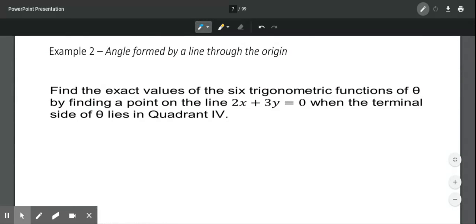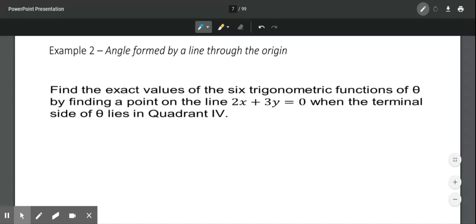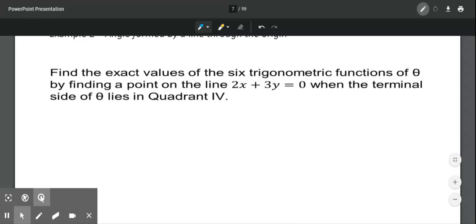All right, so let's look at example 2, and it says find the exact values of the 6 trigonometric functions of theta by finding a point on the line 2x plus 3y equals 0 when the terminal side of theta lies in quadrant 4. So for a problem like this, we know that our angle measure is going to be in quadrant 4. So it would make sense, right? Draw your axes. And what we find is that if we revolve around, we're going to be in this quadrant. So this is quadrant 4 over here. We're going to end up in that quadrant.